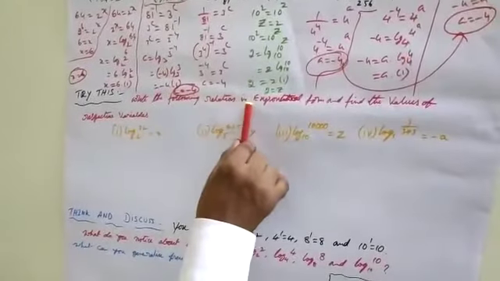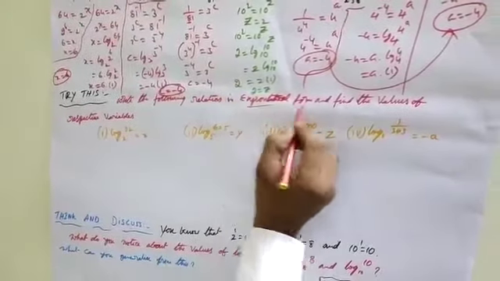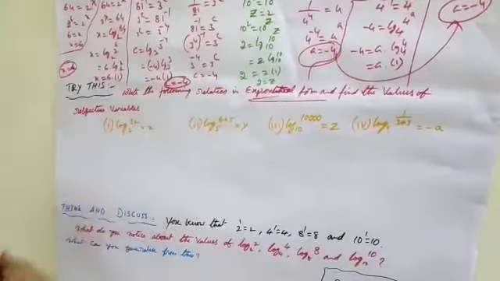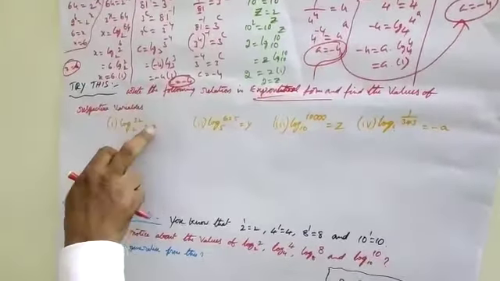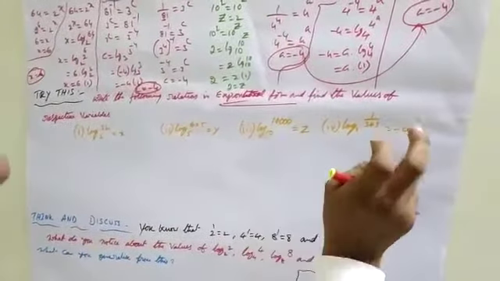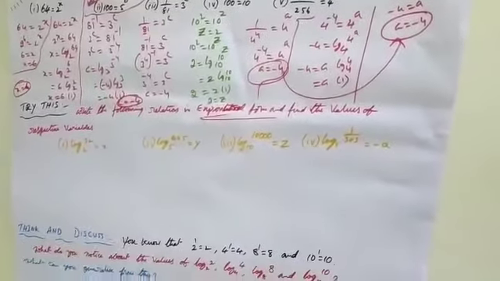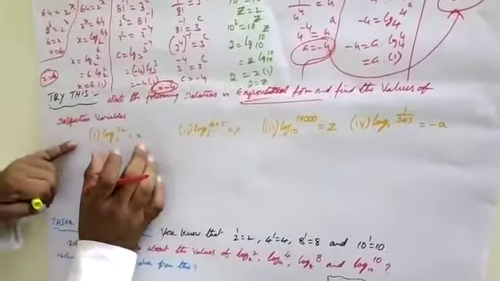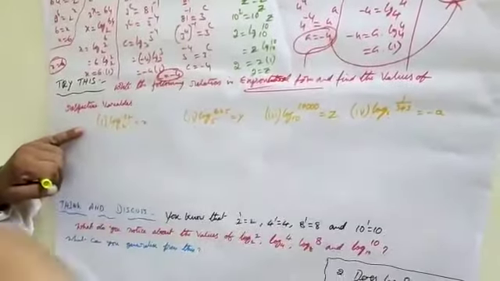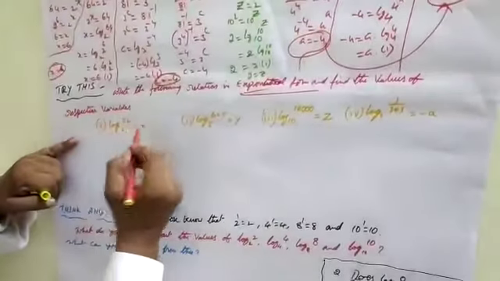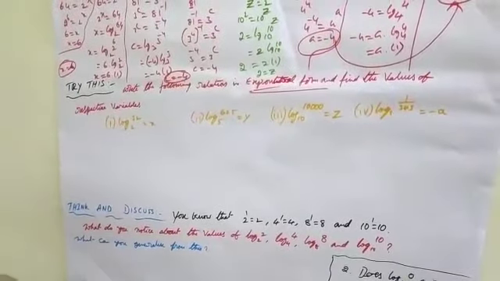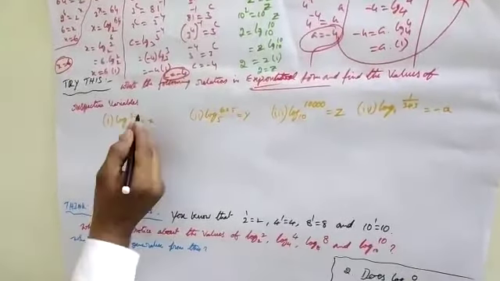Try this. Write the following relations in exponential form and find the value of the respective variables. What is the meaning of respective variables? x, y, z, a, that means the variables. The relation given here is in logarithmic form. You convert it to exponential form and at the same time find the x value also. Now we are discussing this. See, therefore log.